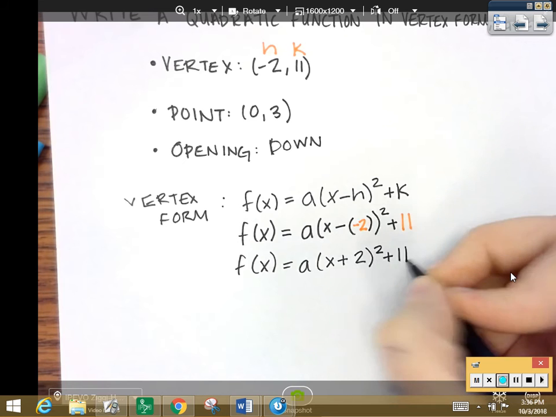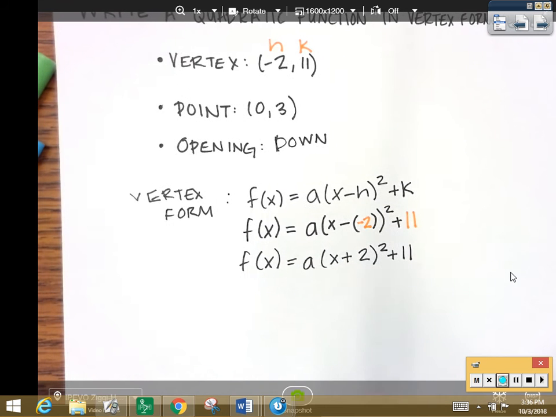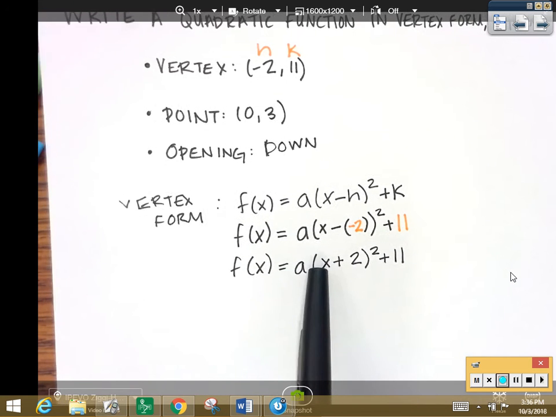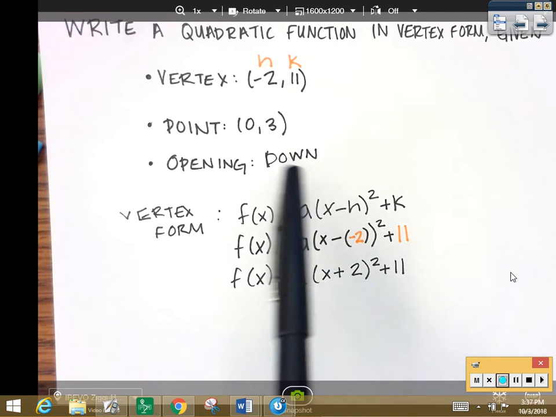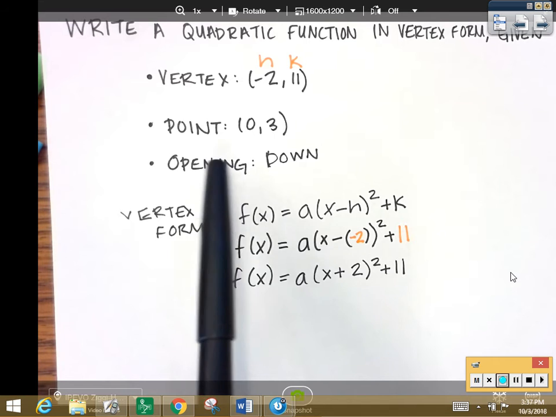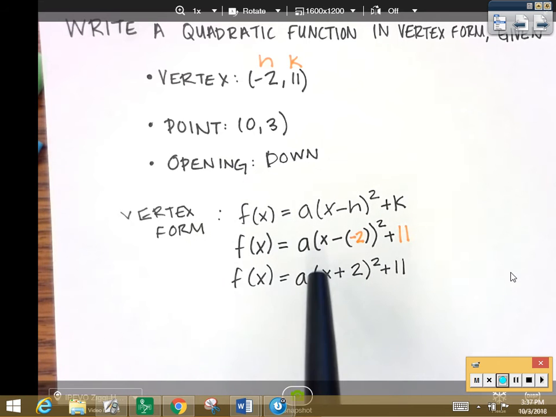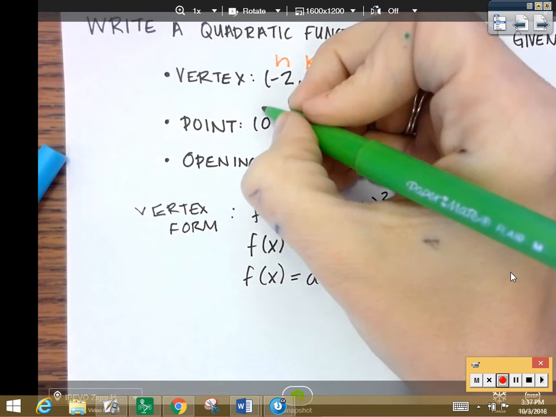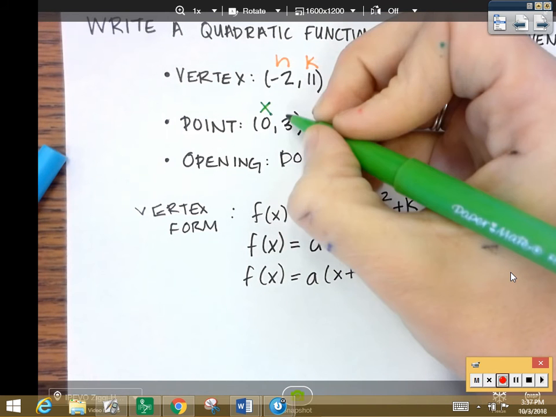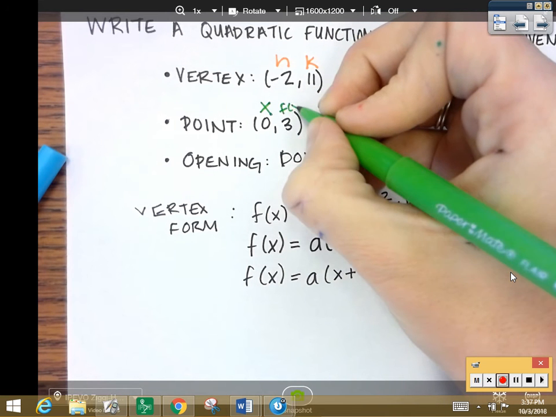plus 11. Okay, so now I need to find the a value, and I can only use what they've given me. So I have a point and the opening. Now the opening does say something towards the a value. It means that the a value needs to be negative when we finish, but I'm going to go to this point next. The point, I know for this one, is our ordered pairs always come in xy format, or x, in this case, f of x.